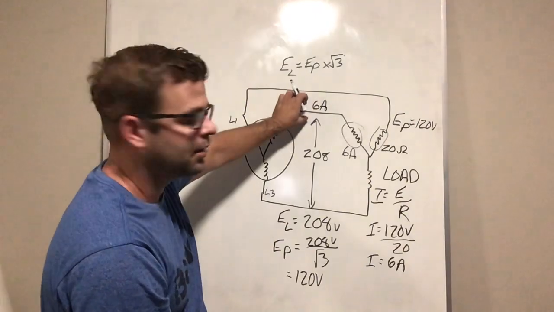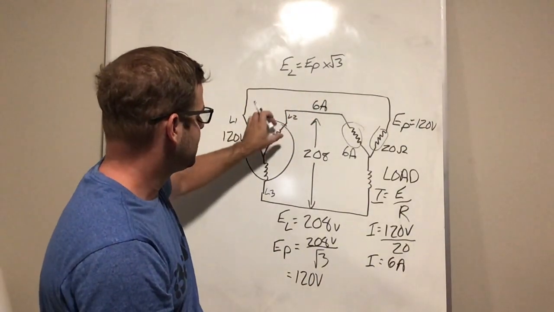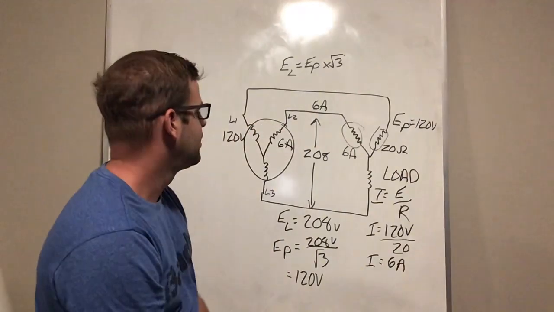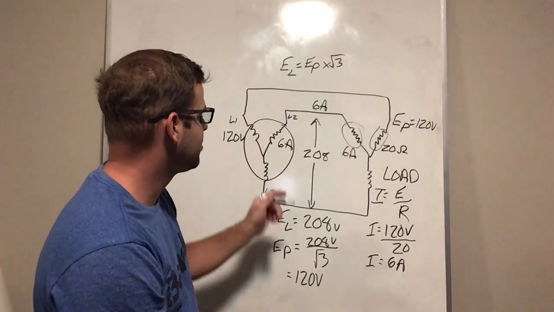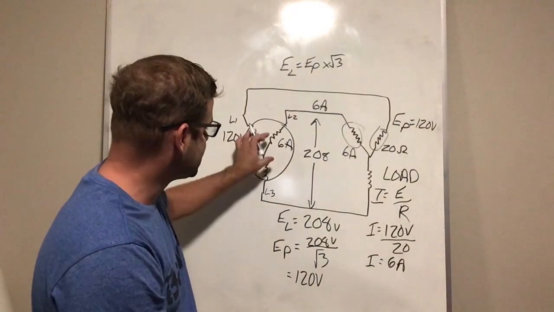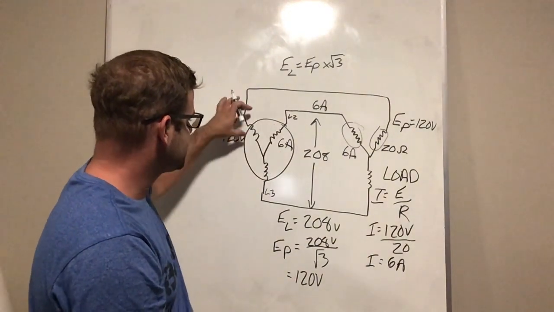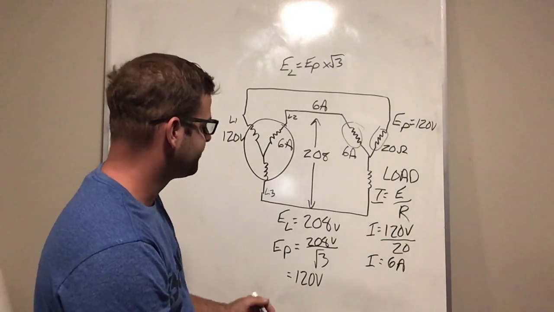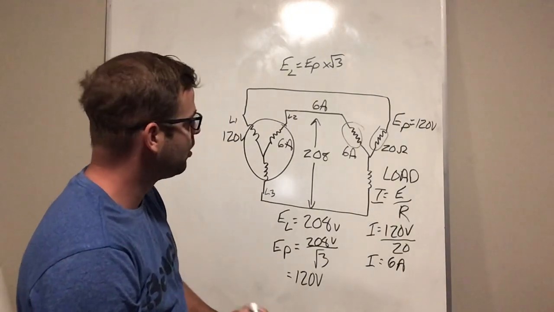in each of my line conductors, which also means I also see 6 amps at my supply per phase. So I see 6 amps in line 2, 6 amps in line 1, and 6 amps in line 3. They are all the same.